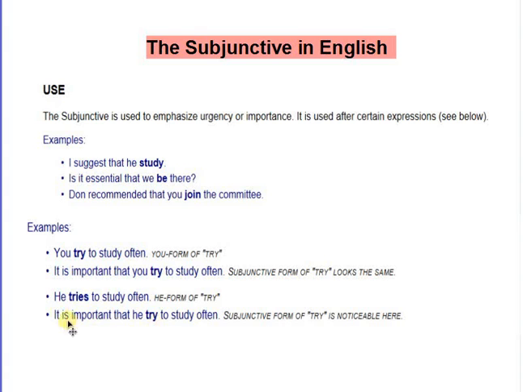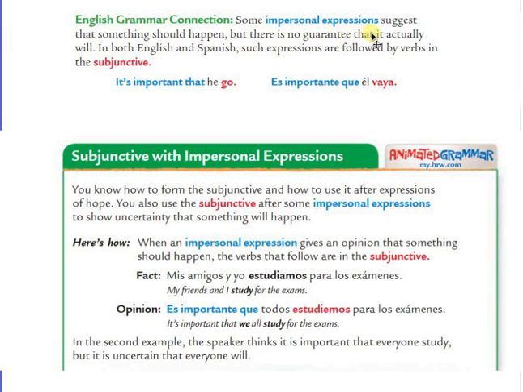Now let's see the subjunctive using impersonal expressions just like this in Spanish. Some impersonal expressions suggest that something should happen, but there is no guarantee that it actually will. In both English and Spanish, such expressions are followed by verbs in the subjunctive. For example, it's important that he go. En español, es importante que él vaya.